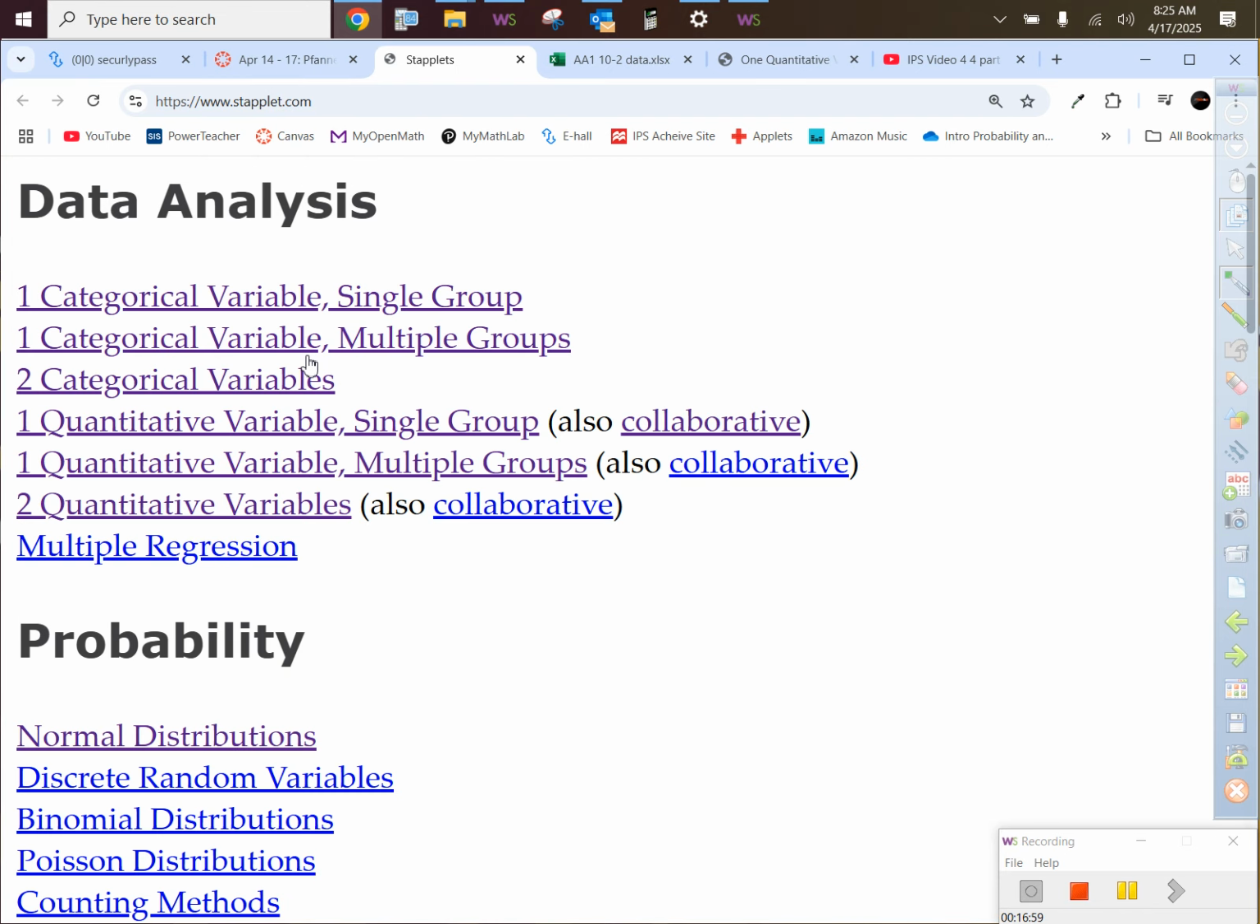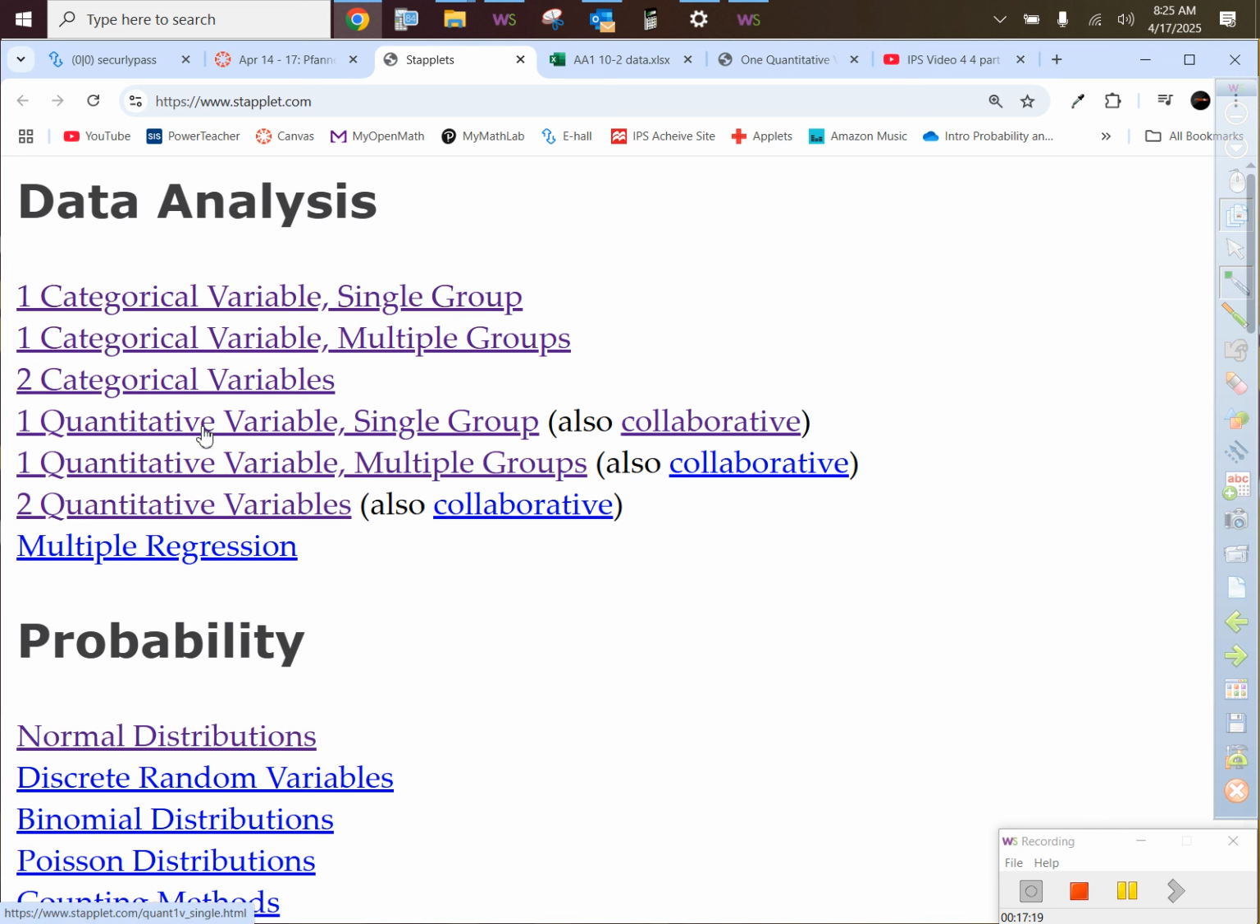So copy the data. What kind of data was it? Did you copy numbers or did you copy categories? So we're going to do definitely some quantitative. And again, I'll always tell you which applet to use. We'll use the one quantitative variable single group, but not the collaborative one this time. This is you just doing it by yourself.